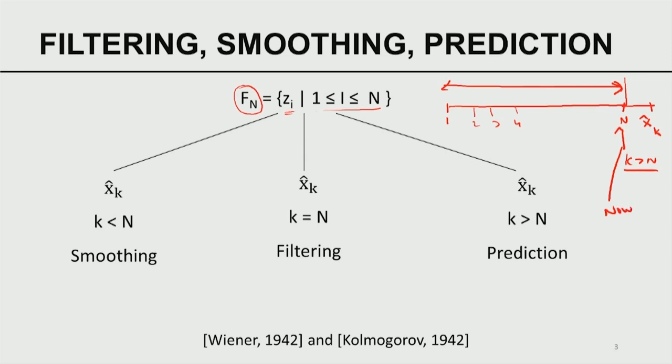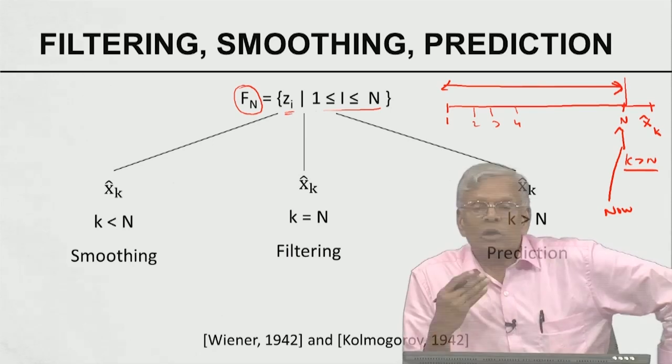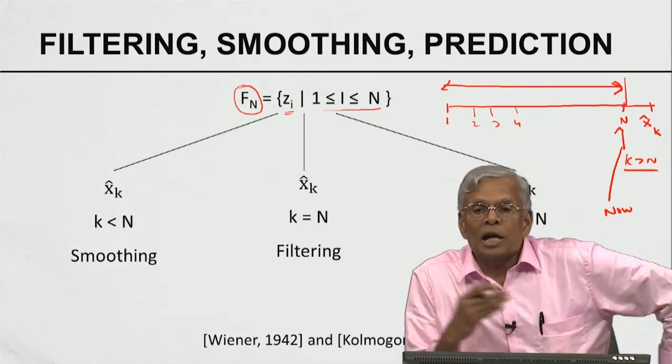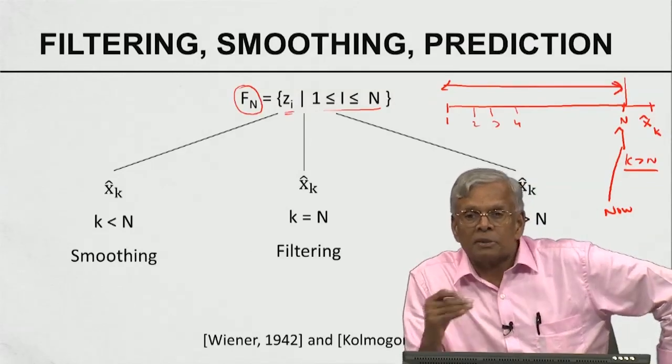If k is greater than n, it means it is the future. So, given all the information up to now, trying to estimate the state of a system at a time in the future, that is the prediction problem. That is the definition of prediction or forecasting. Knowing what I know today, what will be the price of an IBM stock tomorrow? That is a prediction. Knowing what I know today, what will be the temperature distribution in early spring in North America? That is a prediction problem.